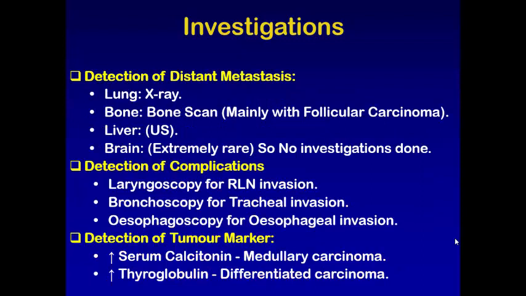Another group of investigation is for detection of distant metastasis. For example, chest X-ray for any lung metastasis, bone scan for any bone metastasis, abdominal ultrasound to detect liver metastasis, and for brain we may use CT scan. Another group of investigations is for detection of complications like laryngoscopy for recurrent laryngeal nerve invasion, bronchoscopy for tracheal invasion, esophagoscopy for esophageal invasion. Another group of investigation is for detection of tumor markers. Calcitonin will be raised in medullary carcinoma, and there may be raised thyroglobulin in differentiated thyroid carcinoma.